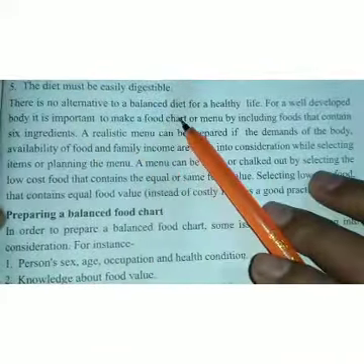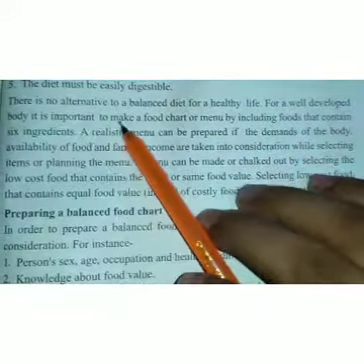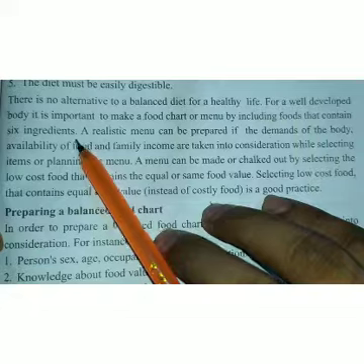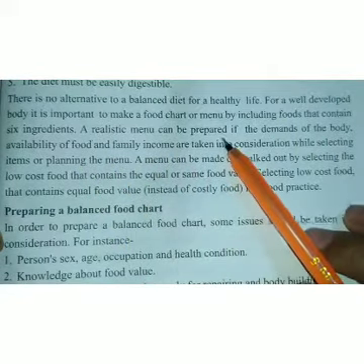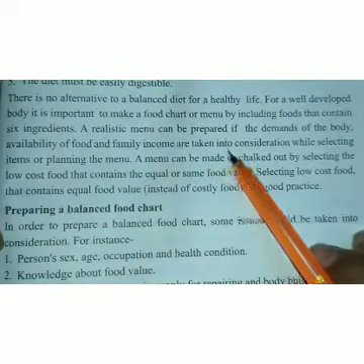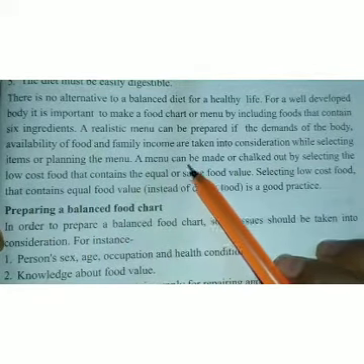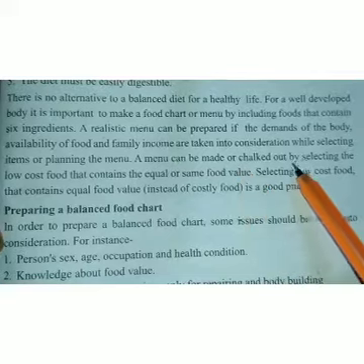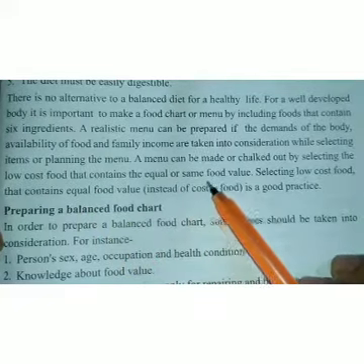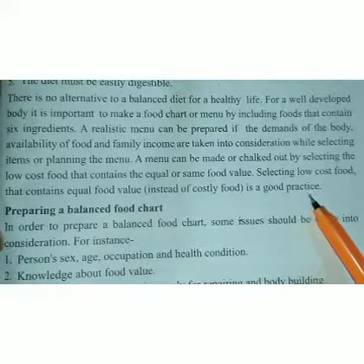There is no alternative to a balanced diet for a healthy life. For a well-developed body, it is important to make a food chart or menu by including food that contains 6 ingredients. A realistic menu can be prepared if the demand of the body, availability of food, and family income are taken into consideration while selecting items or planning the menu. A menu can be made or checked by selecting low-cost food that contains equal food value. Selecting low-cost food containing equal food value is a good practice.